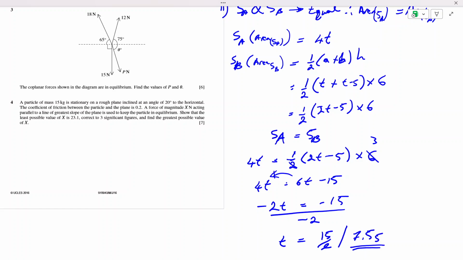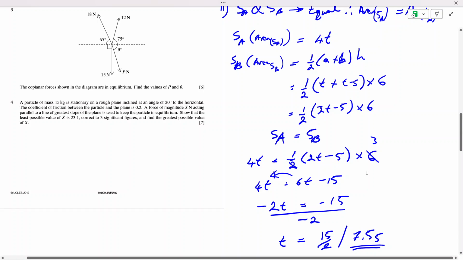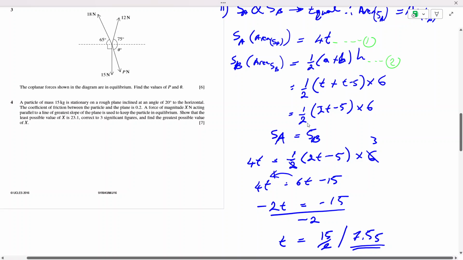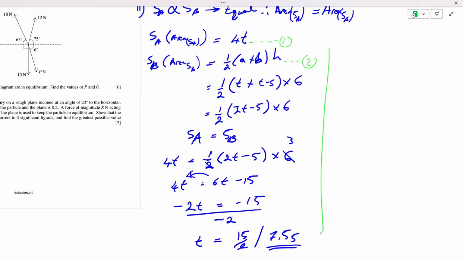So what does this time show us? This time is saying that after 7.5 seconds, both Alan and Ben will be at the same point. So now we just find what that point is using any of the equations that we had, because this was equation 1 and this was equation 2, and we solved them simultaneously. So we can just plug in the 7.5 in any. So this is the easiest thing.